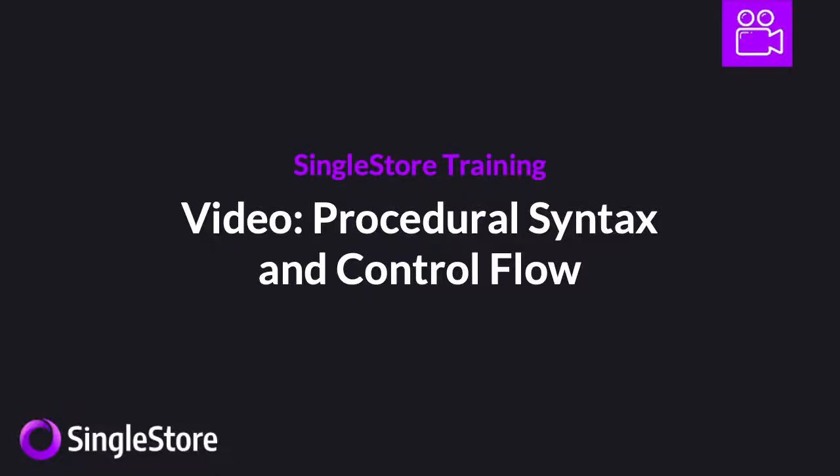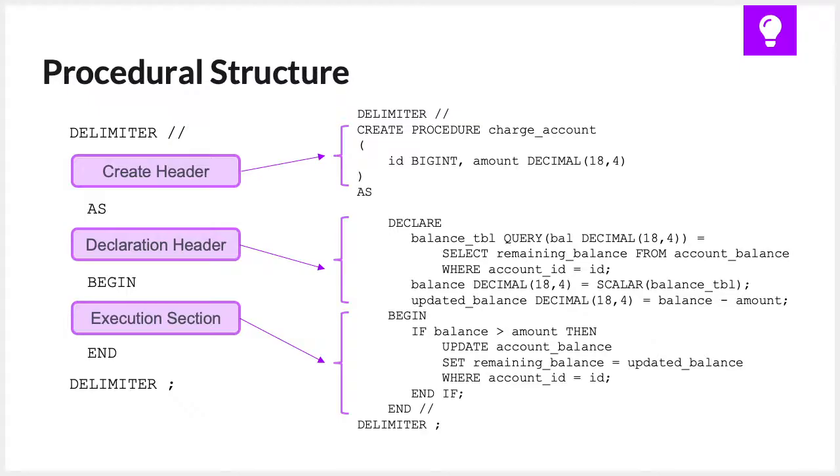So before we dive into the specifics of each extension, let's first discuss procedural syntax because much of it will be similar across all of the four extensions. So the structure we see here on the left is broken down into three distinct sections: the create header, the declaration header, and the execution section.